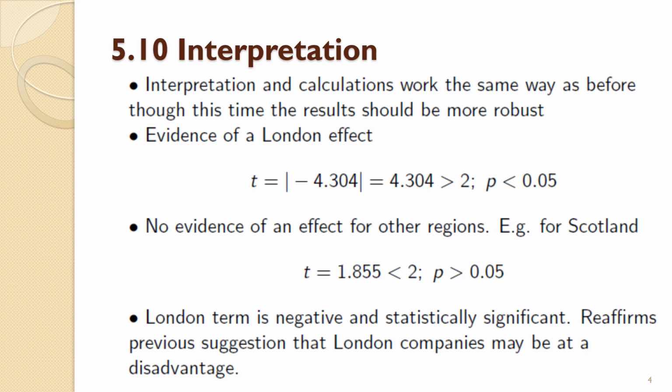So the t-value is less than the critical value in the second case, so the p-value is bigger than 0.05. Again, if you've done this right, the inequality signs point in a different way. And then for the first example, because the t-value is bigger than the critical value 2.0, then this must mean that the p-value in this case is less than 0.05. And then the interpretation will be much the same as we've seen before. So the London term is negative and statistically significant. This is the cleanest way of writing this down, remember, although it's the opposite way around to how we work it out. And this reaffirms the previous suggestion that London companies may be at a disadvantage.